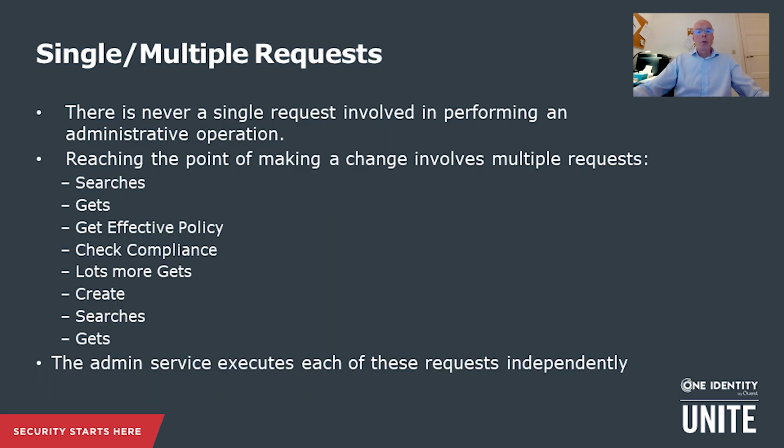In Active Roles, whenever you do anything, there's never a single request. If you look under the hood, you'll see that there are always lots of requests going on. Just getting to the point of making a request involves lots of different requests under the hood. The interfaces are doing searches, gets, checking effective policy, checking compliance, getting more data, creating an object, and then continuing on. The admin service executes each of these requests independently. They're separate, isolated requests, but they're all formed in a chain to provide an operation.